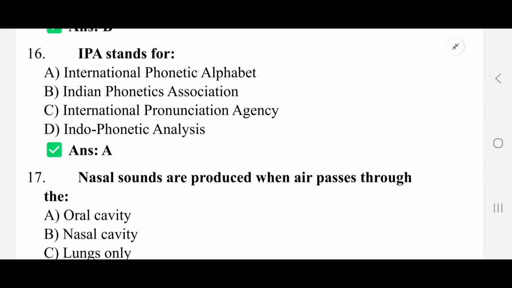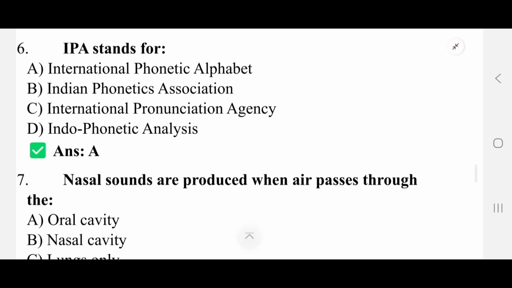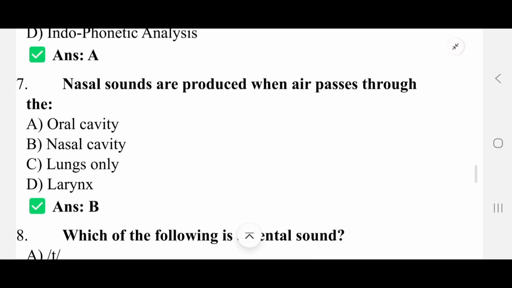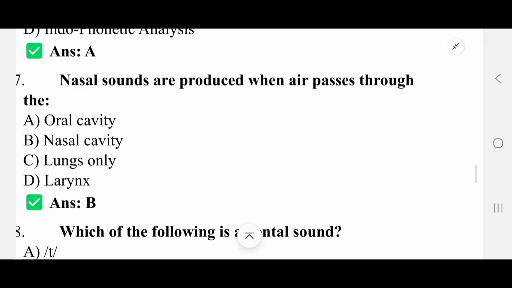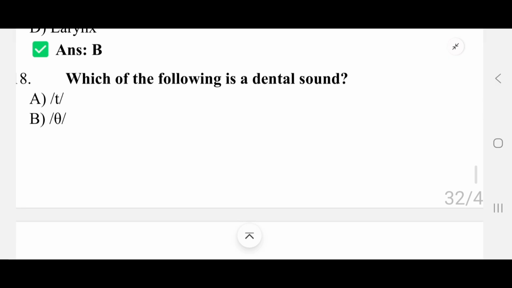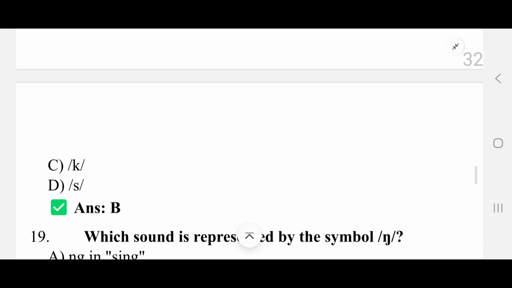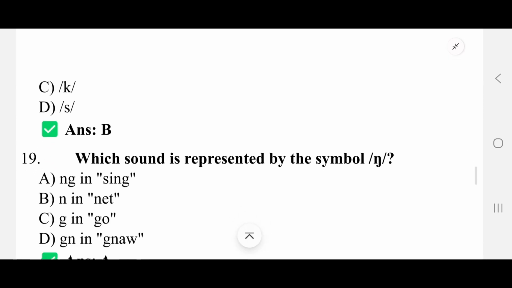International Phonetic Alphabet, Indian Phonetics Association, International Pronunciation Agency, Intophonetic Analysis. So the answer is option A, International Phonetic Alphabet, IPA. Nasal sounds are produced when air passes through the oral cavity, nasal cavity, lungs only, larynx. So nasal sound, obviously nasal cavity. Option B. Which of the following is a dental sound? T, th, k, z. Dental, th. Right? Option B.